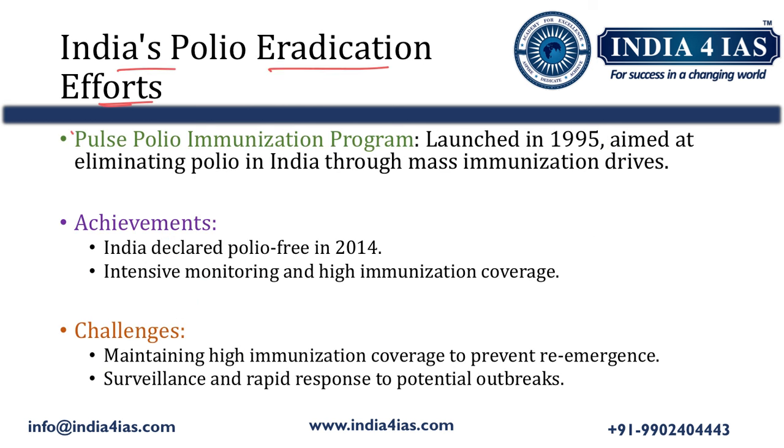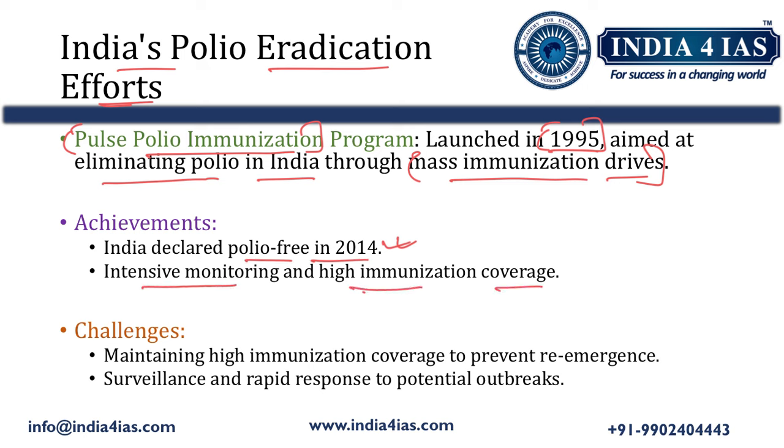Now we will look into India's polio eradication efforts. India started the Pulse Polio Immunization Program. It was launched in the year 1995, and it is aimed at eliminating polio in India through mass immunization drives. Coming to the achievements of India's Pulse Polio Immunization Program, India was declared polio free in the year 2014, and intensive monitoring and high immunization coverage are among the aspects of this polio eradication program.